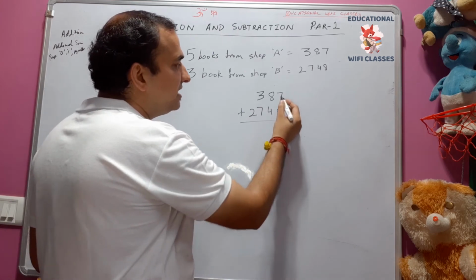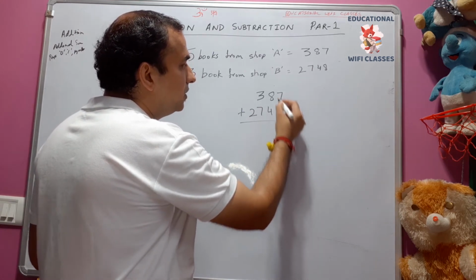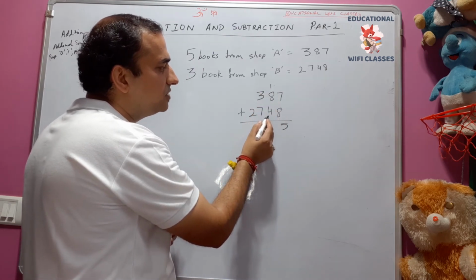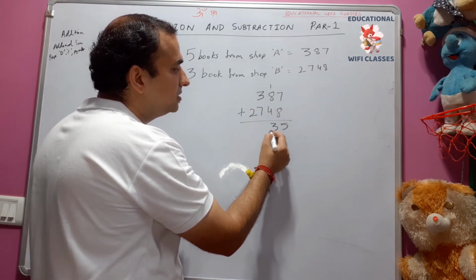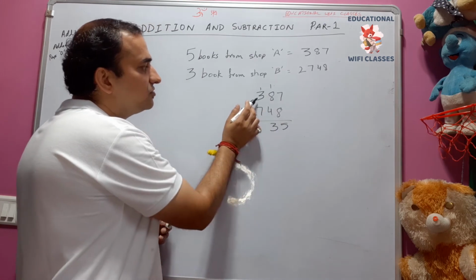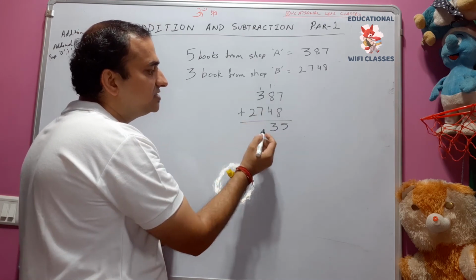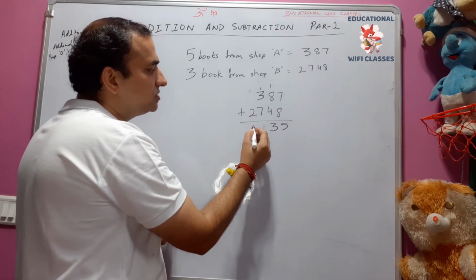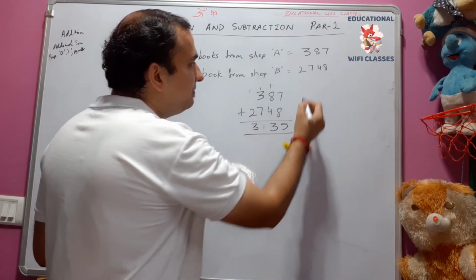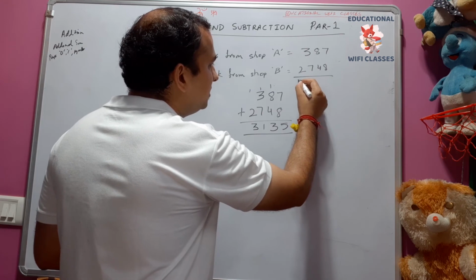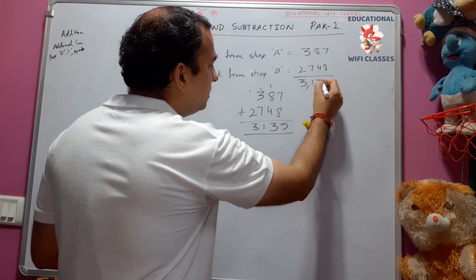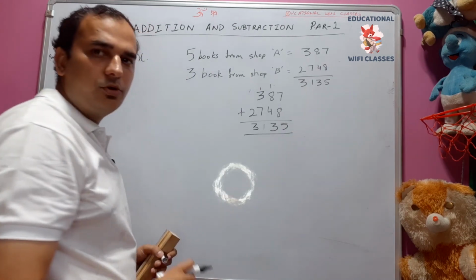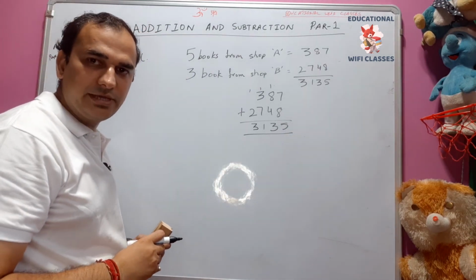So when we add, 8 plus 7 is equal to 15, carry over 1. 8 plus 1 is equal to 9. 9 plus 4 is equal to 13, so 1 is carried over again. 3 plus 1 is equal to 4. 4 plus 7 is equal to 11, so 1 is carried over again, and 1 plus 2 is equal to 3. So the total amount we paid is 3135. You can put the comma, or if you don't want to put the comma, no problem.